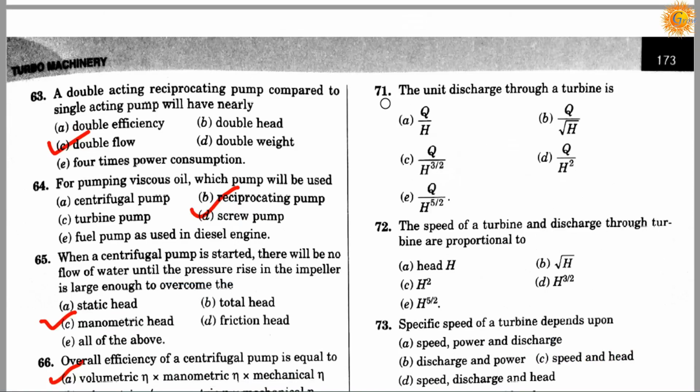Question number 71. The unit discharge through a turbine is: option A, Q by H; option B, Q by under root H; option C, Q by H power 3 by 2; option D, Q by H square; option E is Q by H power 5 by 2. Correct answer is B. The unit discharge through a turbine is capital Q divided by under root H.